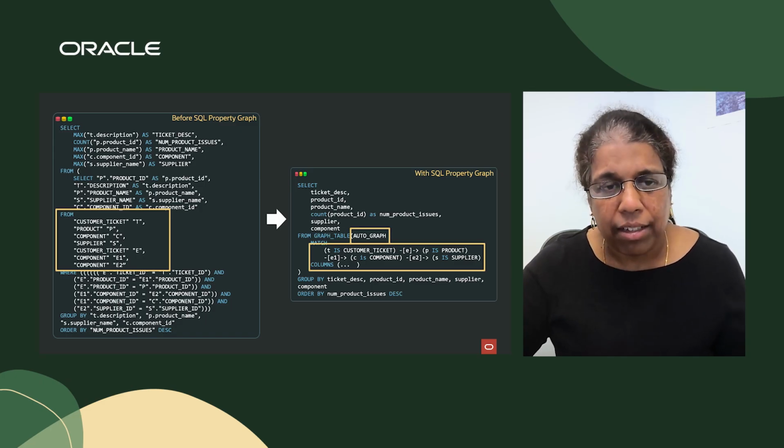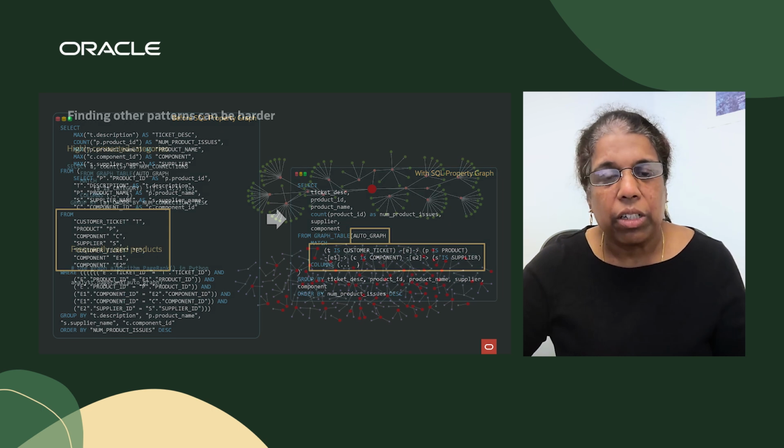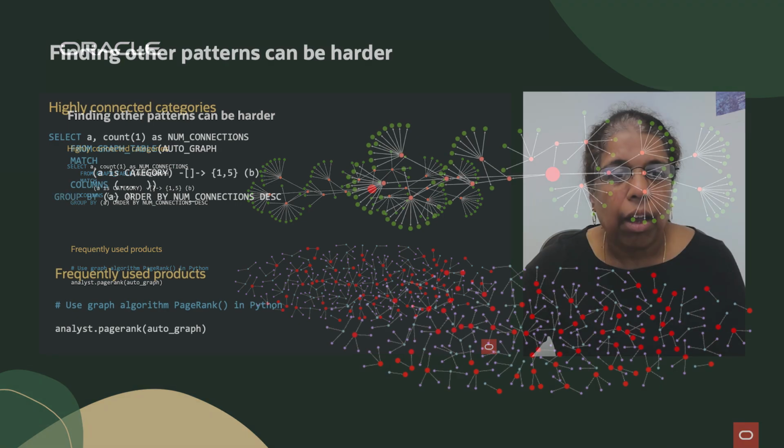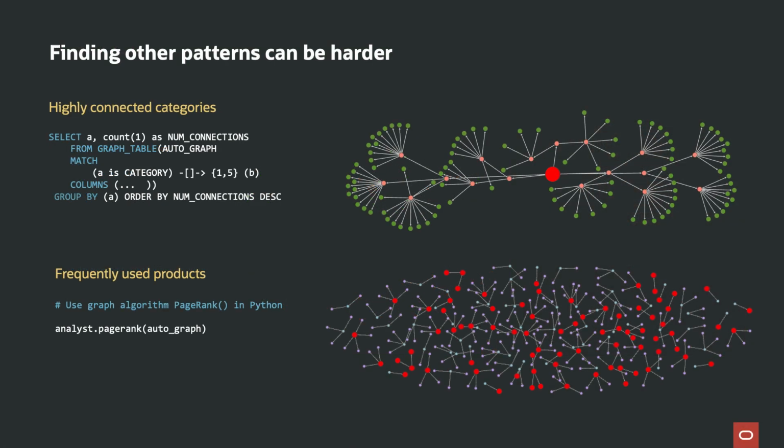There are other patterns that graphs can help you find in your data, which is really hard to do without this new syntax, or in some cases impossible to do. For example, in the first query, we're looking to see which are the categories that are highly connected in the graph. That is, which are the categories that have a large number of products, which in turn have a large number of components. We're looking to count all the connections that come from the different categories you have in your database, and then order them by the number of connections. That's a simple query that you can see highlighted visually as well as a graph.